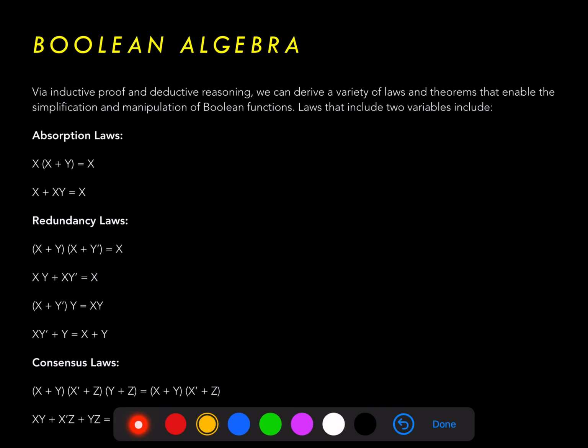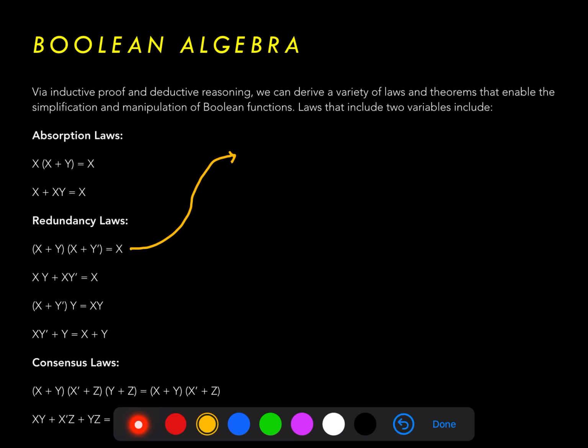This next slide here looks at a variety of other laws that come in handy, and to prove any of these laws we could use perfect induction. We could use a combination of perfect induction or deductive reasoning, or we could use deductive reasoning alone. So let's take the first redundancy law as an example of how we might apply deductive reasoning to prove that this law is actually true.